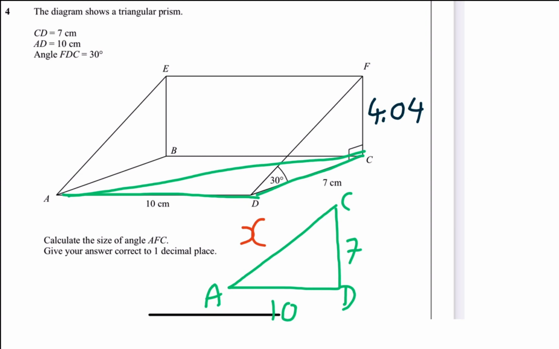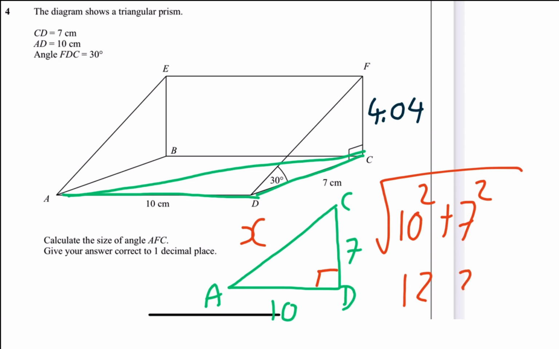We can use Pythagoras' theorem, so we're working out the long side. Therefore, it is 10 squared plus 7 squared. And if I square root it to work out the long side, I get 12.21 centimeters. So this length here, AC, is 12.21. And because it's 12.21, okay, watch what happens here now. I'm just going to label it, so 12.21.